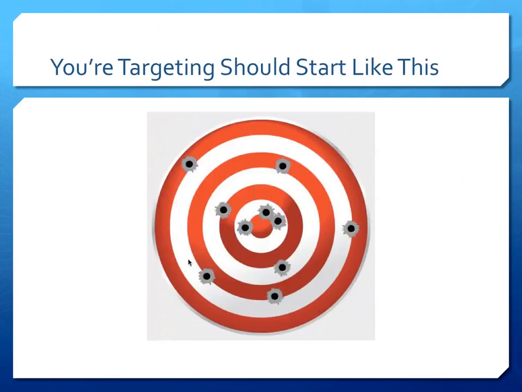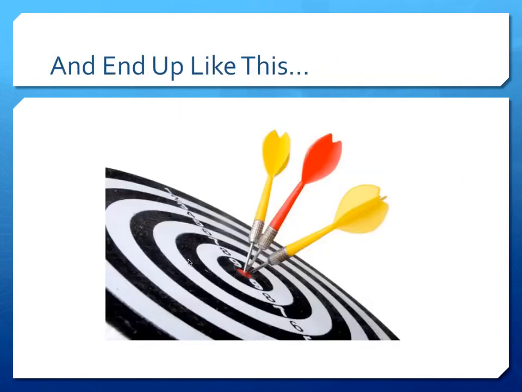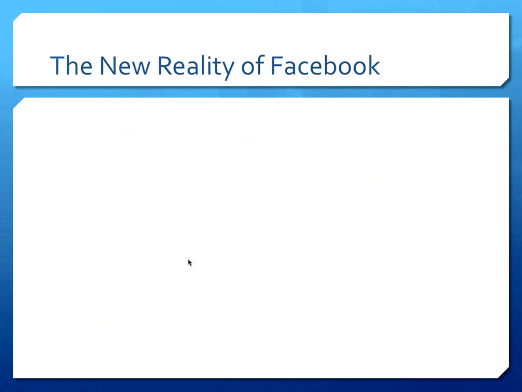Your targeting should start like this, where you hit a few and you miss a few, but then eventually end up like this, where everything is going into the target. That's where the serious money is. And that is what we're talking about.